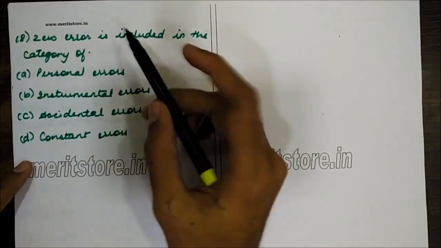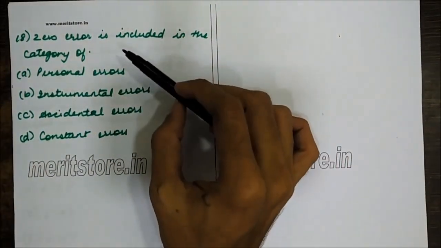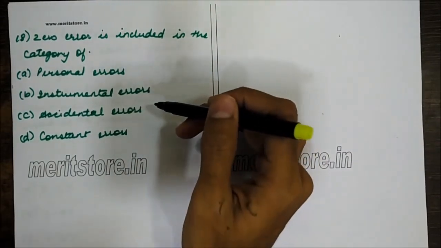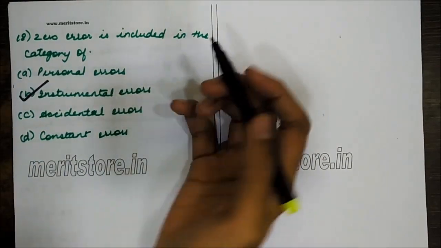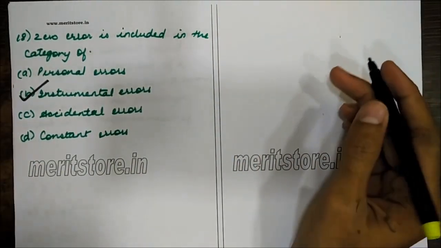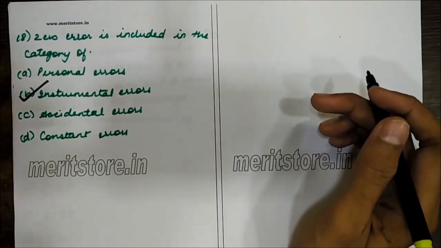Zero error is included in the category of personal error, instrumental error, accidental errors or constant errors. It can't be in personal errors, neither in accidental errors nor in constant errors, so it has to be in the instrumental error. So the instrument which we are using must be having some zero errors and we have to correct it. So the correct option is instrumental error.